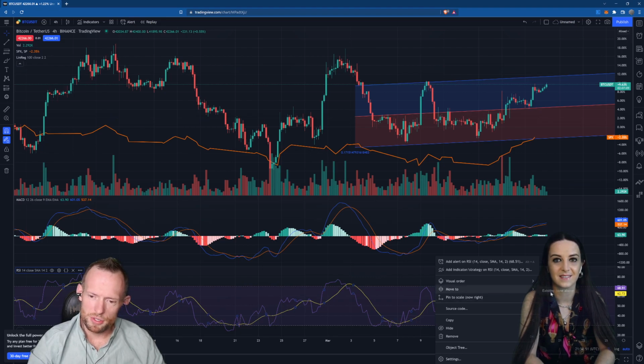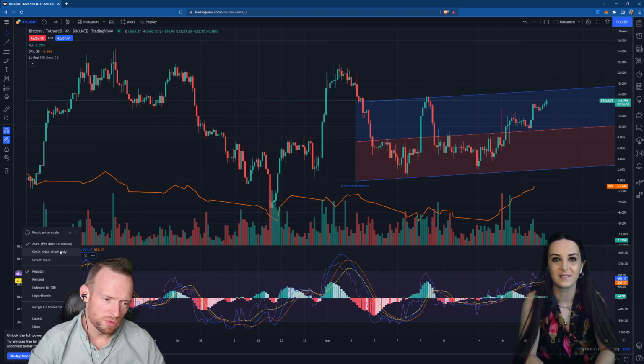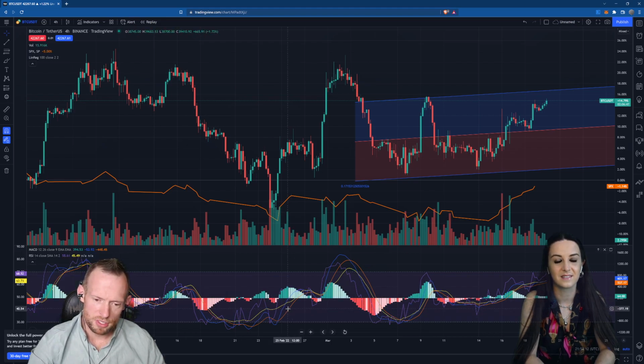So I can now move this to the existing pane above, or in other words, I'm now combining my RSI and my MACD with one another, and now they're both encapsulated in this single chart here. And my relative strength index is now indicated on the left hand side, and my MACD is on the right. However, I can also move these scales around, and I can move the scale to the left or the right hand side.